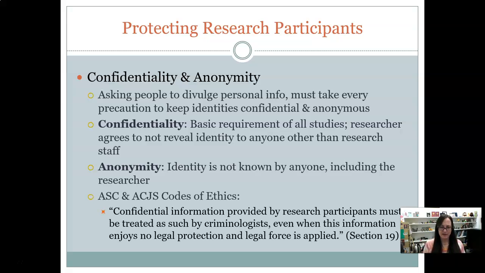However, there is a code of ethics that comes from ASC, which is the American Society of Criminology, and ACJS, which is the Academy of Criminal Justice Sciences. They have a quote that says, confidential information provided by research participants must be treated as such by criminologists, even when this information enjoys no legal protection and legal force is applied. What that means is that sometimes researchers have been subpoenaed for their information once somebody finds out whatever they're interviewing people about or getting information about, and somebody wants that information.